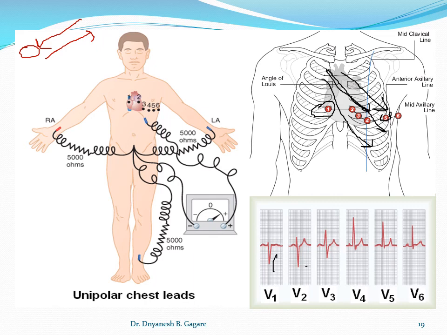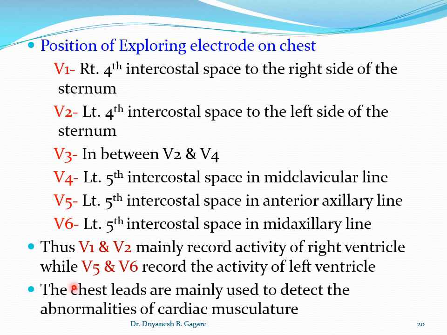Up to this point, students, we discussed the combinations of the leads, how the electrodes are connected, how it is connected to the ECG machine, and how it is recorded. In the next slide, we discuss the location of the exploring electrode on the chest. This slide indicates the position of the exploring electrode on the chest in V1, V2, V3, V4, and V5. So this is all about the recording.